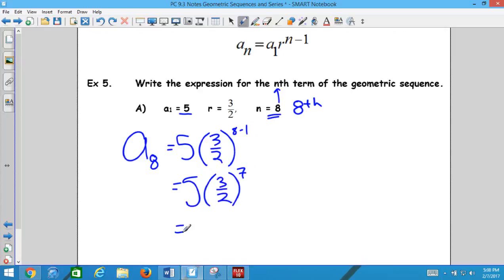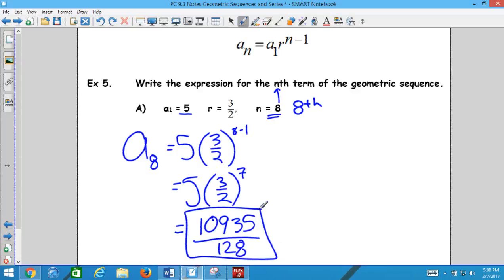And I'm going to type that in my calculator. When you type it in correctly, I would suggest you try to make sure that you get the exact same answer. So that is the 8th term of that sequence.